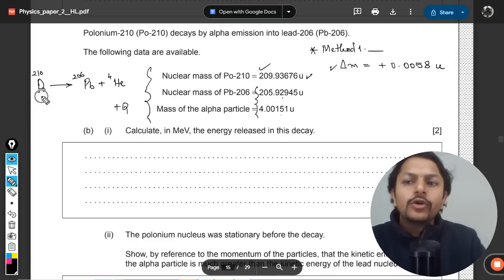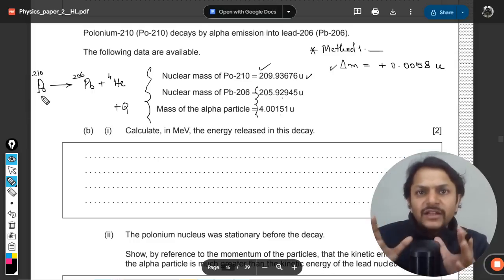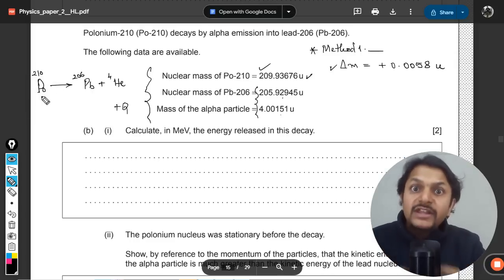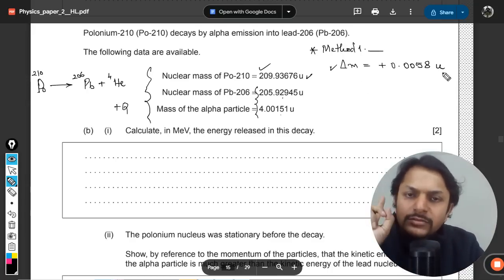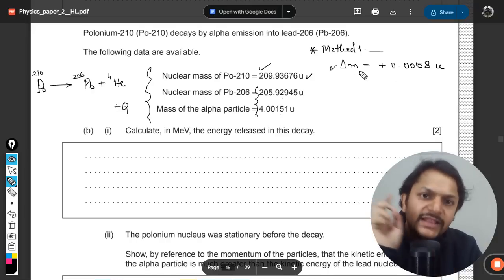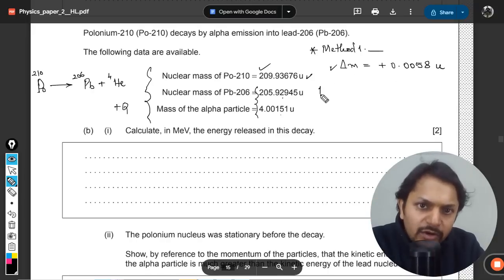Polonium is having more mass. Lead plus alpha is having lesser mass. Where is that mass going? That mass is converted into energy. Simple. And we are not converting this into kgs. We keep it like that. Now, here is the trick.